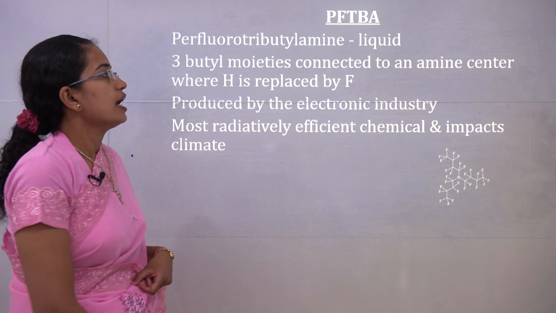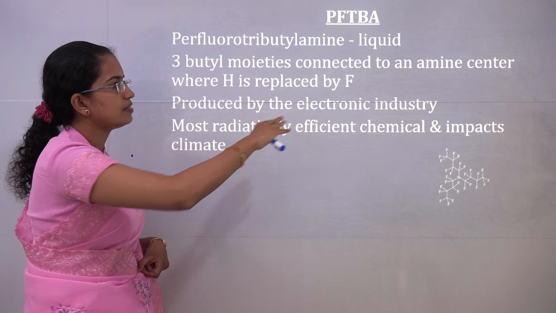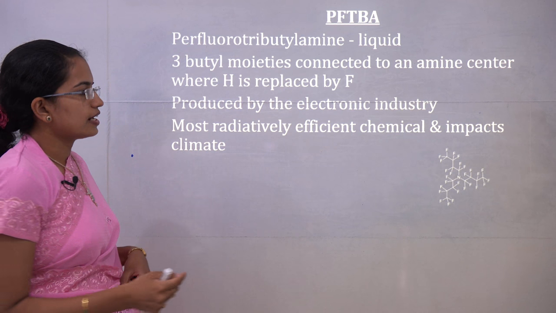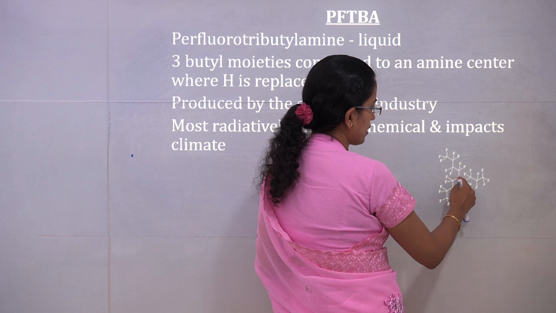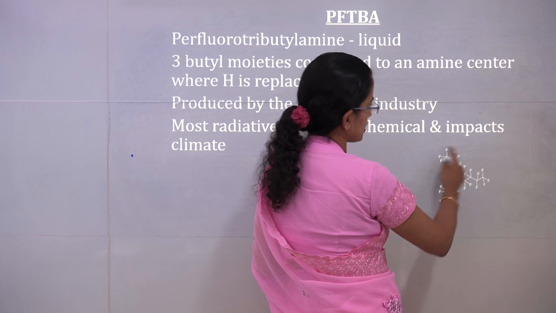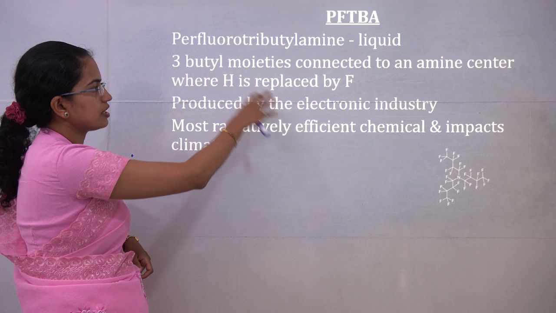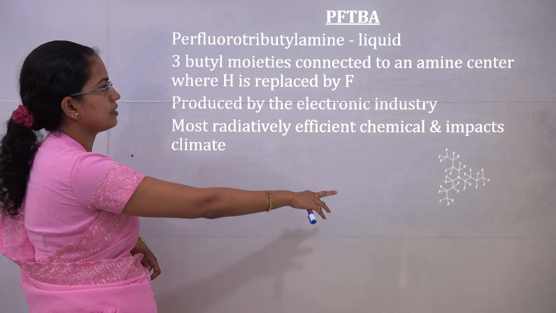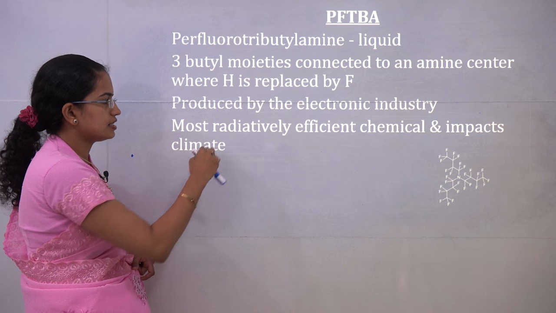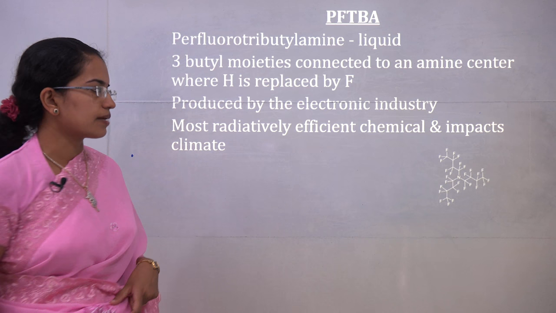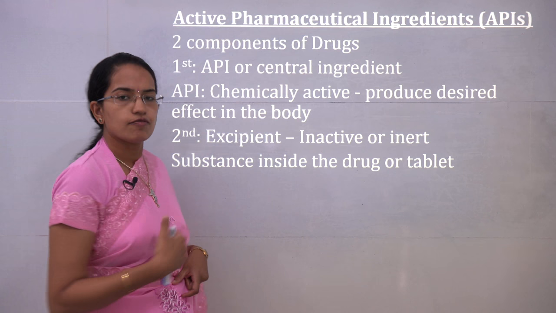The next is PFTBA, that is perfluorotributylamine, which is a liquid. Now what is done here, you can see this is the nitrogen N, attached with fluorine, and these fluorines form the 3 butyl moieties that are connected. They are used in the electronic industry and are considered among the most radiatively efficient chemicals, and they affect the environment, so they are harmful for the environment.